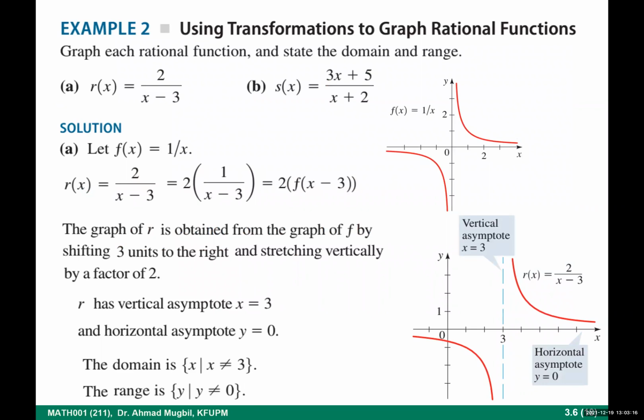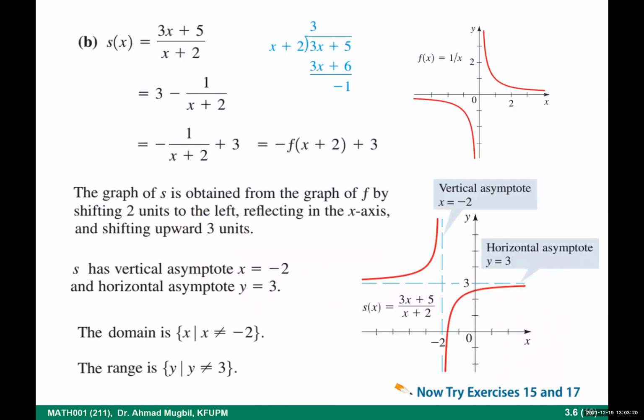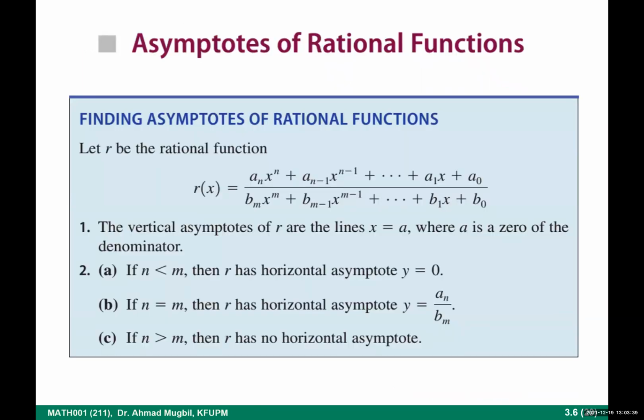These are some examples that we had in the previous classes. You have several methods to sketch, for example, the graph of this function. You can do it by long division and then look at it as transformations of 1 over x. Or you can just find the vertical asymptote, horizontal asymptote, x-intercept and y-intercept, and you will be able to sketch the graph. How to find the asymptotes if you have a rational function?